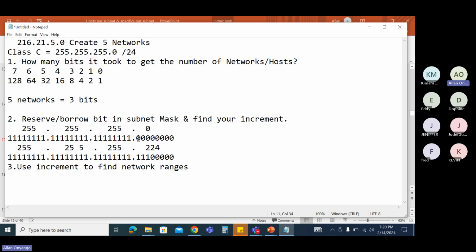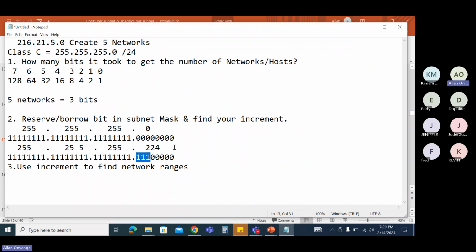Yes, we have borrowed zeros. We have borrowed 3 zeros here. And when we borrow them, we change them to ones. That's why we have 3 ones here, which we did not have initially. We borrow from the host portion. When we reach reserving, I will tell you how we do reserving. For now, we borrow zeros and make them ones. That is what is meant by borrowing. So have you seen how we do that? We have now borrowed and we have a new subnet mask.